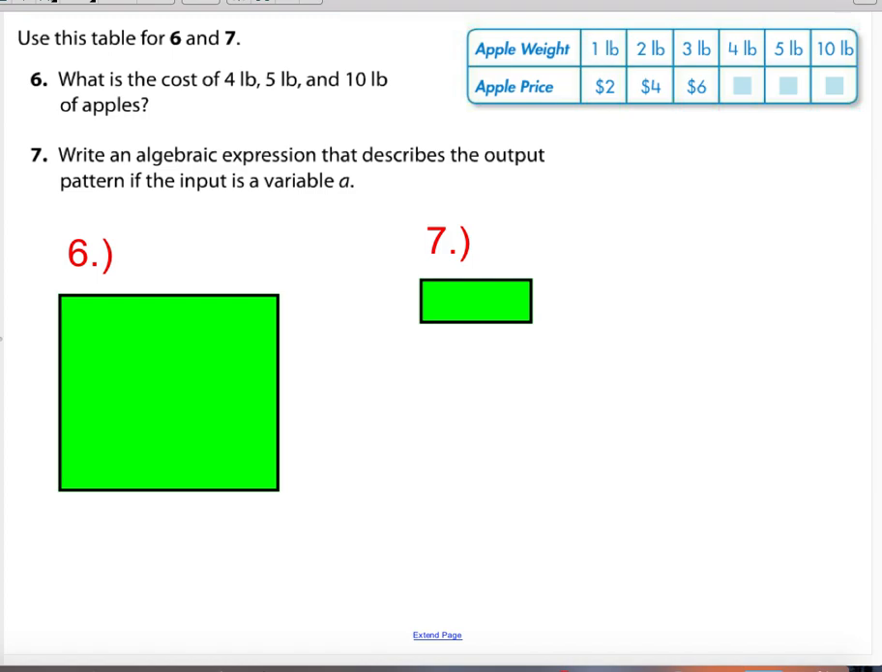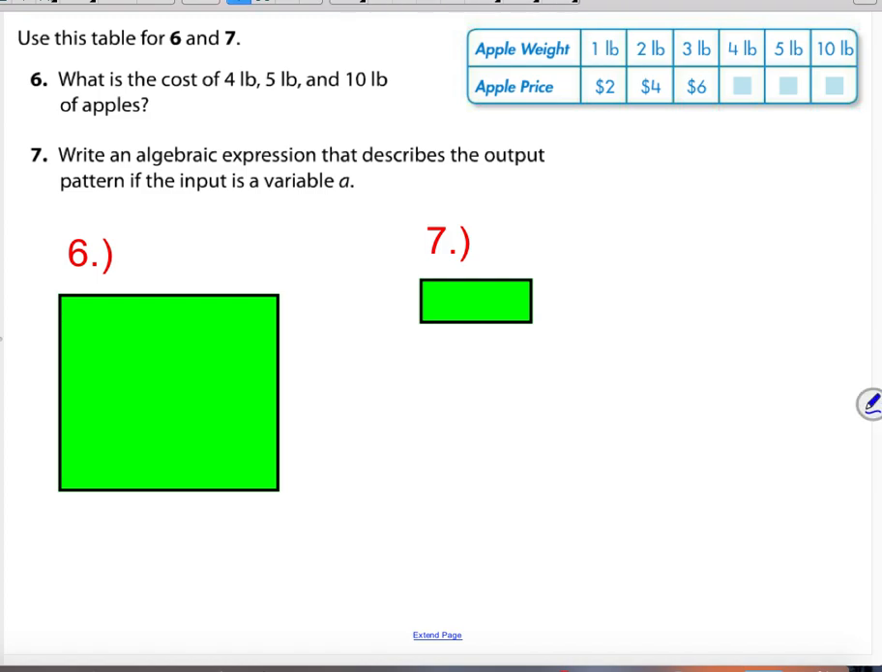Okay, so pause the video and answer number 6. What is the cost of 4 pounds, 5 pounds, 10 pounds of apples? I would recommend actually copying the table down and filling it in. That's part of step 1 and 2. Alright, pause the video and give it a try. Okay, let's see how we did.